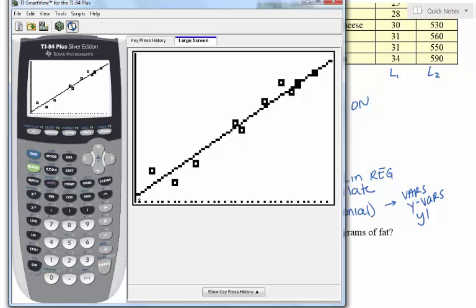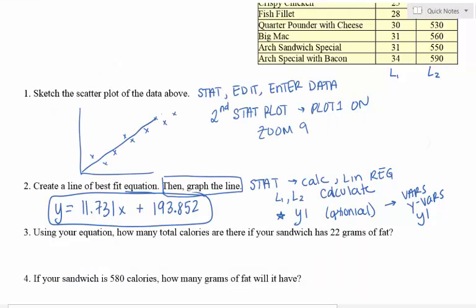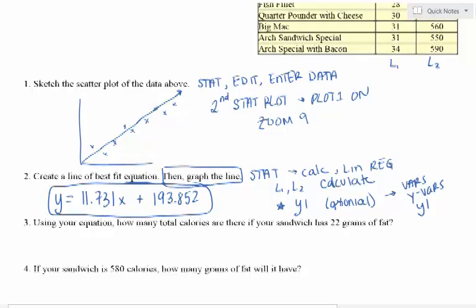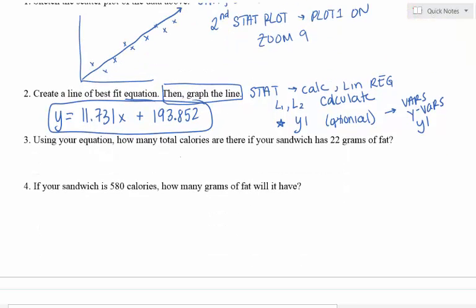The line of best fit is just trying to approximate all the data with one single line. So I'm going to sketch that over here. So then I'm going to use my equation to figure out how many total calories there are if your sandwich has 22 grams of fat. So X here is grams of fat and Y is our calories. So I'm looking for the calories. So Y equals 11.731 times 22, when my grams of fat is 22.